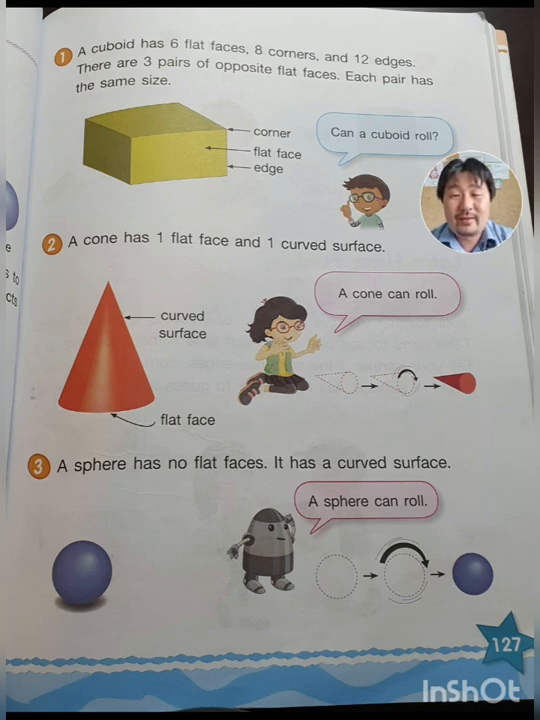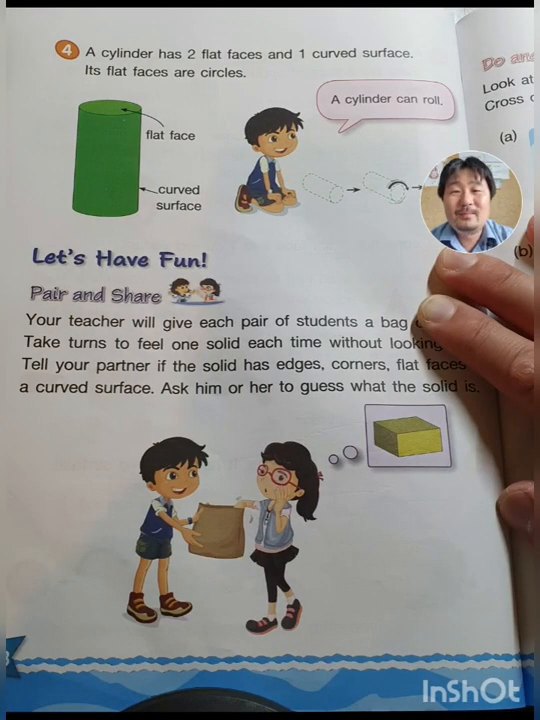And number 3, spheres. A sphere has no flat faces, it has a curved surface, and it can roll. Alright, and then lastly, a cylinder. A cylinder has 2 flat surfaces or faces and 1 curved face or surface. Its flat faces are circles, and they are located at the top and at the bottom if the cylinder is standing up. If it's lying down, then it's one on each side. And of course, a cylinder, it can roll.